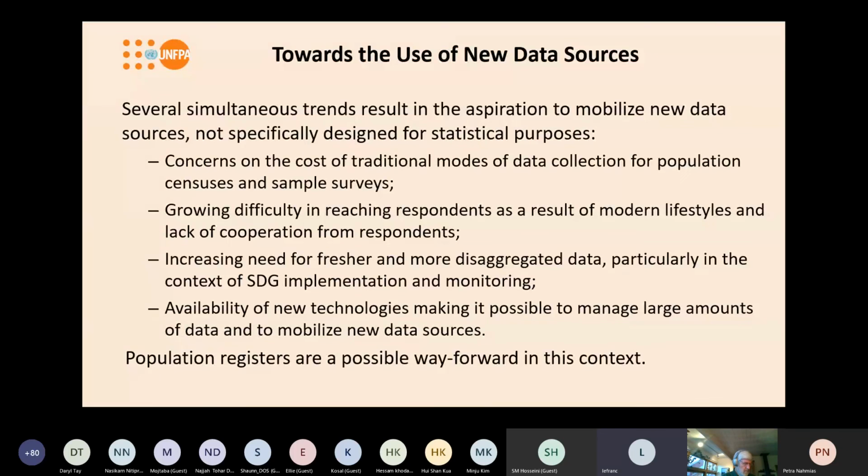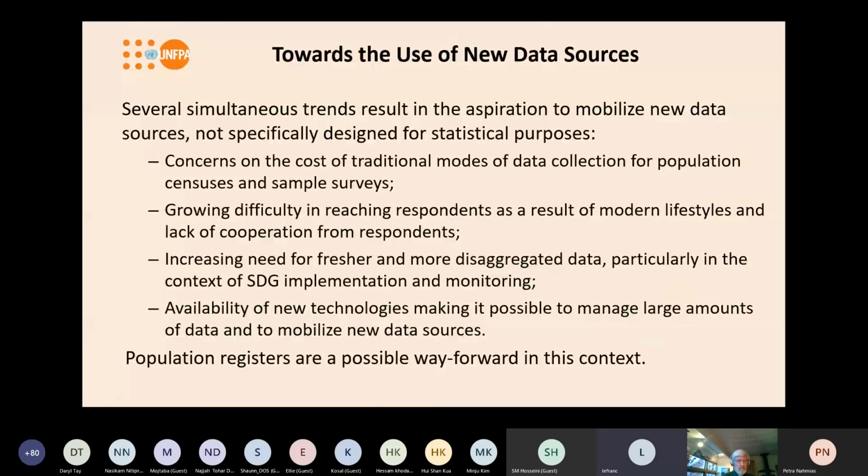So population registers in this context are a possible way forward. Once they're in place, they can save costs, they can enable us to produce information in a continuous way, and they can possibly replace all the different three sources that I mentioned earlier to produce social demographic statistics.